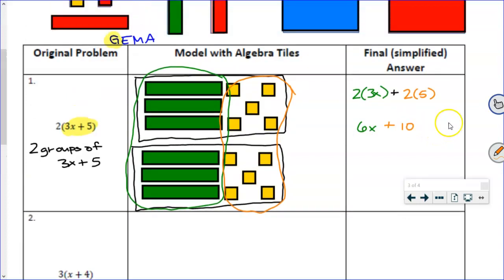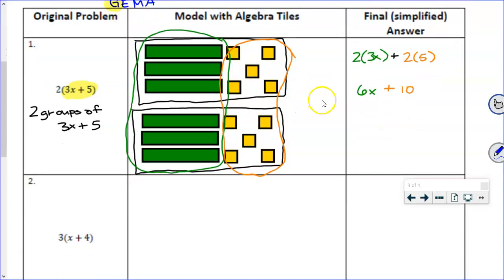A note on each one of these. When I give you the directions to simplify an expression, two things need to be happening. Number one, we want to get rid of our parentheses. So when it says final simplified answer, we no longer want there to be parentheses, and just like we did last time, we're combining our like terms. So both things are happening, which sometimes will take multiple steps.